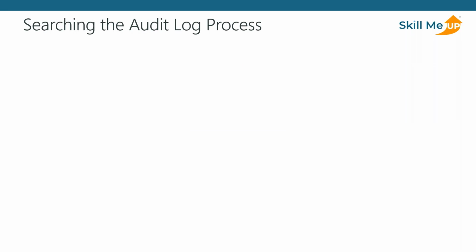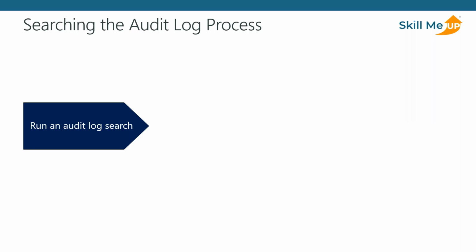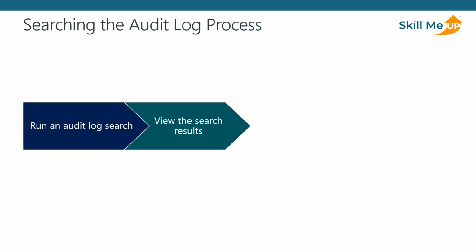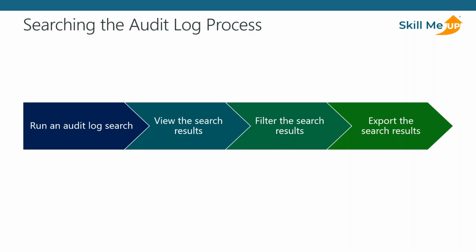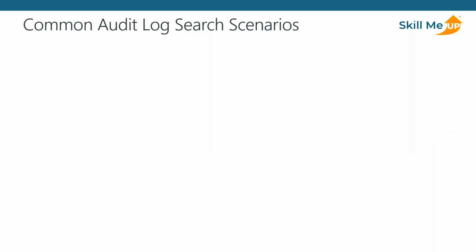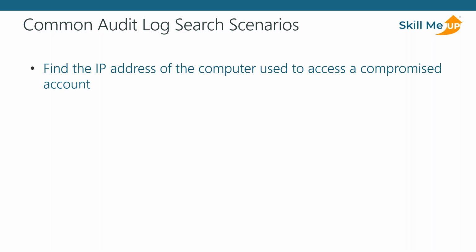Now, one of the key things that we can do is search the audit log, and the process for this is to first run an audit log search. Then we view the search results in the audit log search. Then we can filter the search results, and we can then export those search results to a specific file. And of course, there are hundreds and hundreds of different types of capabilities and activities that we can search for, as well as filtering by date range and then specific users or different types of files or locations.